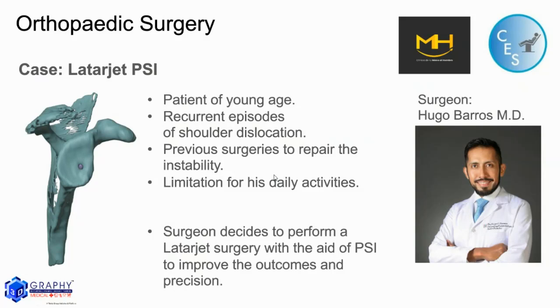And here we have a young patient who's had recurrent episodes of shoulder dislocation. He has had multiple previous surgeries to repair the instability in both of his shoulders. However, the recurrent episodes have become a limitation for his daily activities. He was a professional dancer, and he was having a lot of episodes, and it was really annoying and painful for him. And it was a limitation for his practice as a dancer. So in this case, the surgeon decided to perform a Latarjet surgery with the aid of patient-specific instruments, and I'm going to show you why he decided to go with this approach.